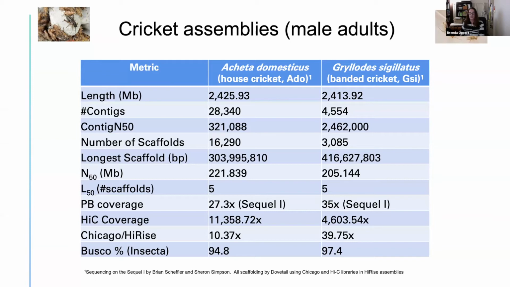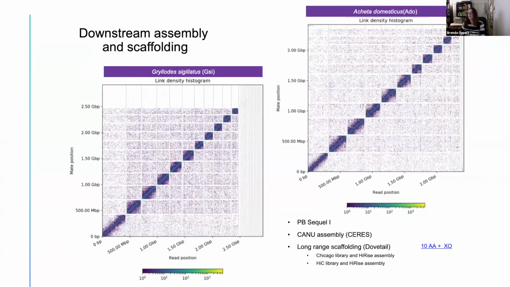The assemblies that we got, even though these are very large genomes, much larger than the ones we've been dealing with previously, are very good. We used Sequel 1 for the draft assemblies and Chicago and HiC data to scaffold. The N50s for both insects were more than 200 megabases. And these are the HiC histograms that suggest that we have scaffolded to chromosomal level in both insects.